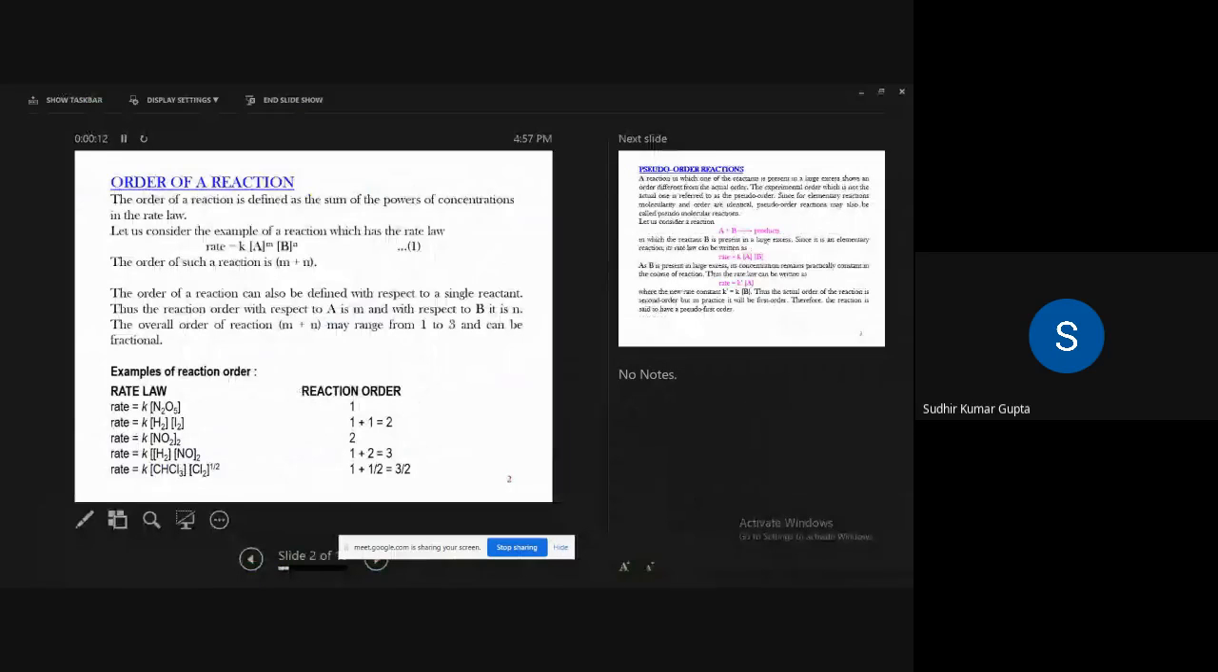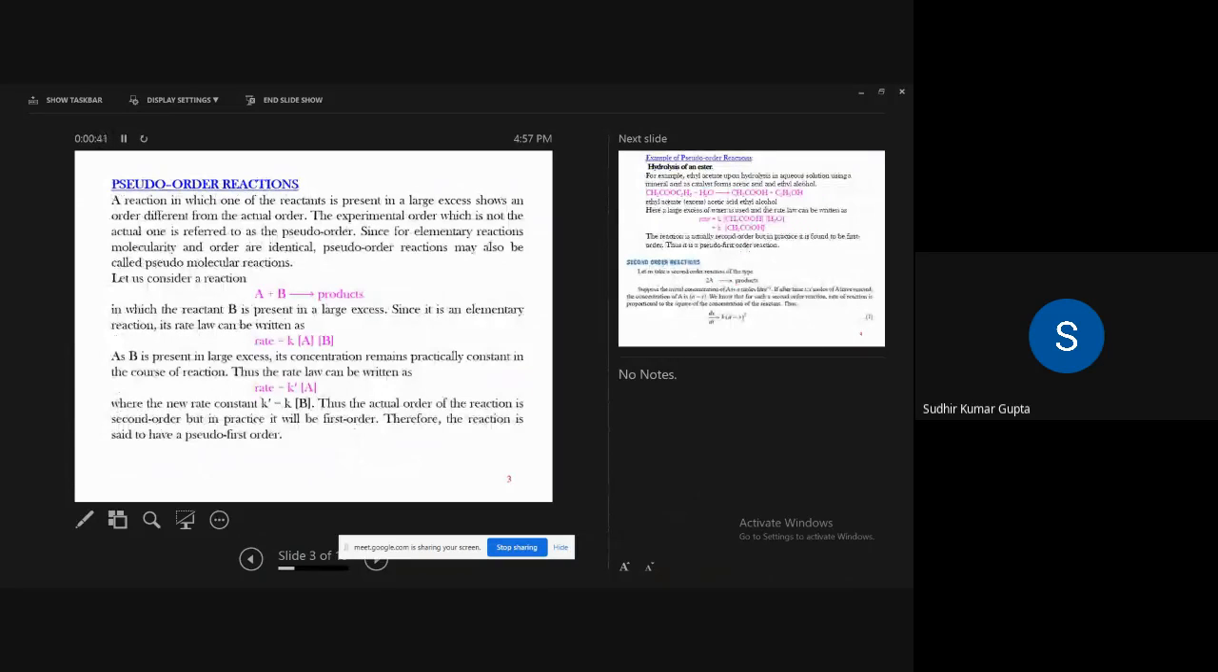As we have already discussed, the order is defined by the sum of the powers of the concentrations in the rate expression. Knowing the order of the reaction is very important so that we can get to know the mechanism of the reaction. This is very helpful for us so that we can play with the reaction as per our need and modify it accordingly.